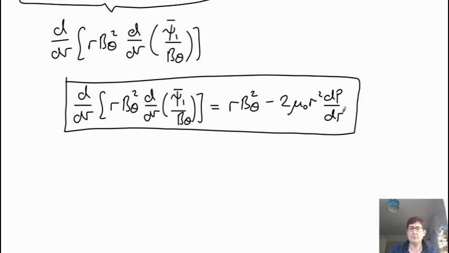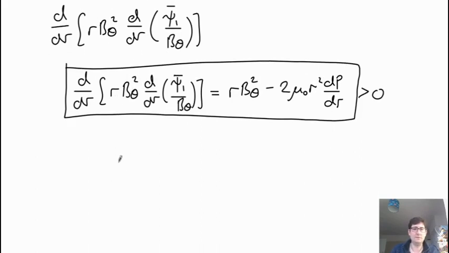So for example, here we have R B theta squared. This is always bigger than 0. dP by dr, if pressure is usually decreasing outwards, and so this is usually negative, and so this whole right hand side is always positive. And so we can also consider that this is also positive, this coefficient in here, and so we can plot, very roughly, what we'd expect this to look like.